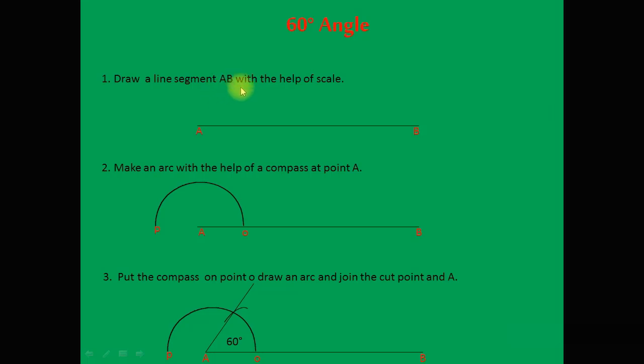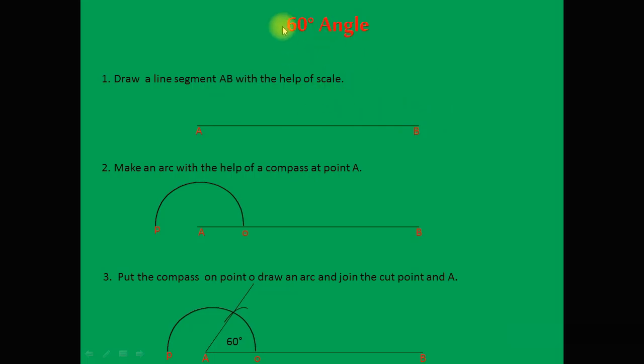If you are given the measurement of the line segment, then draw the line segment according to that measurement. But you can draw a rough estimate line AB. Suppose we draw a line AB of 4 cm, 3 cm or 5 cm. So first of all draw a line segment AB and then make an arc with the help of a compass at point A or at point B.